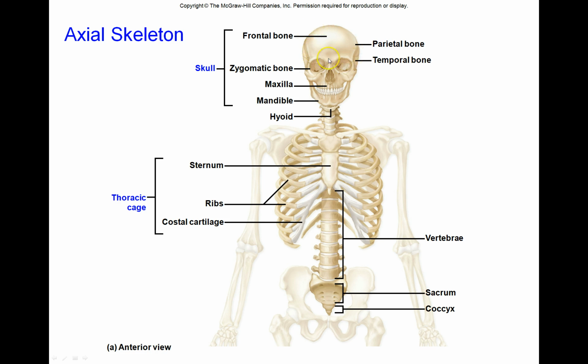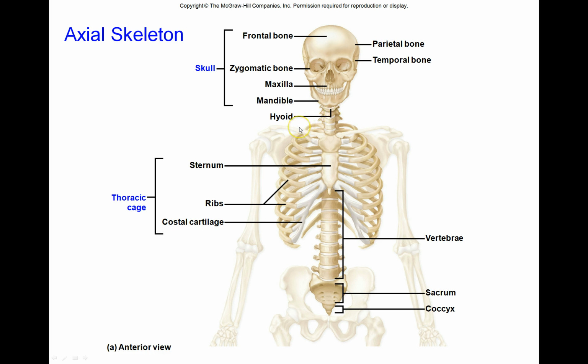Anterior on your forehead is the frontal bone. The parietal bone is located on the lateral aspects of your skull, and the temporal bone is just behind your ear. The zygomatic bone forms your cheekbone. The maxilla is your upper jaw. The mandible, your lower jaw. In your neck, you will find this very small single bone called the hyoid bone. This bone is not part of the skull, but is a separate bone within the neck.